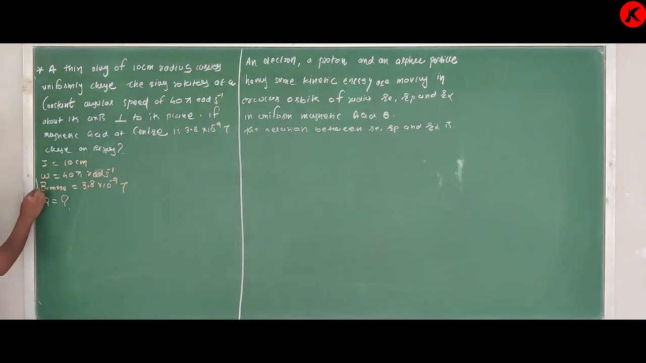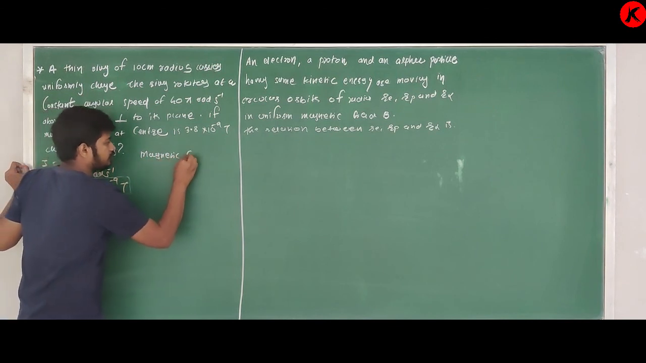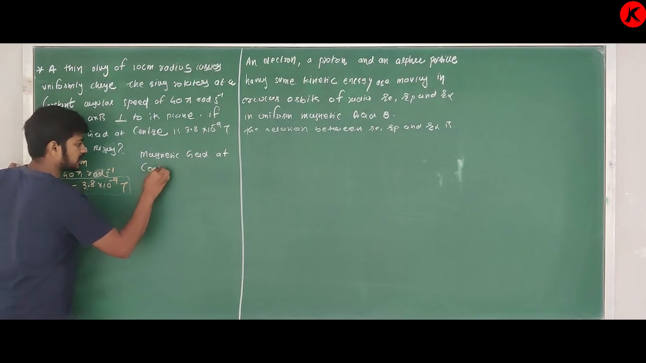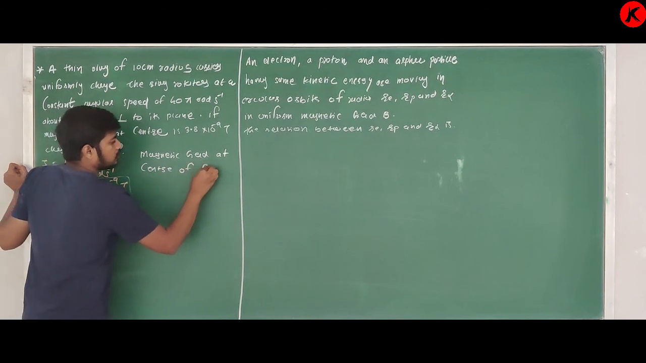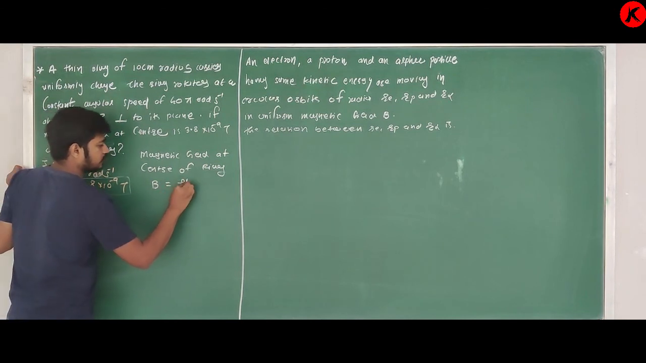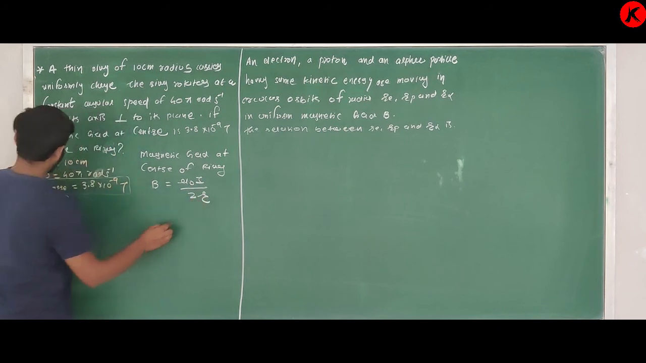See how to solve this question. It is actually a ring. From this you have to find magnetic field at center of ring. B, its equation is mu 0 I upon 2r.